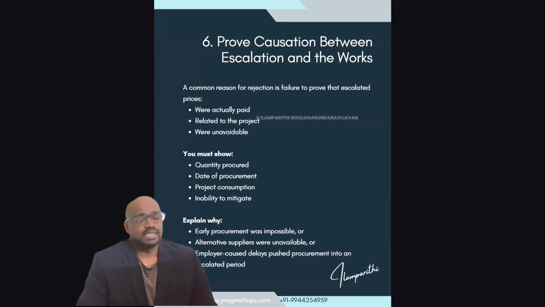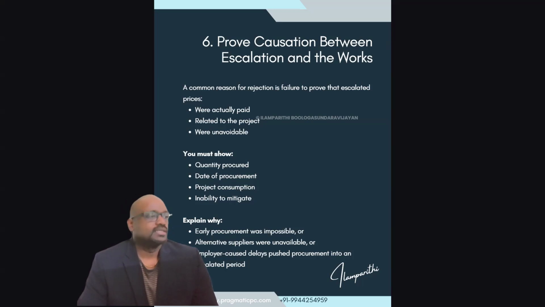Prove causation between escalation and the work. A common reason for rejection is failure to prove that the escalated prices were actually paid. Is this related to the project? Was it unavoidable, or were there any other mitigation efforts that might have been taken? You must show the actual quantity procured, the date of procurement, and when it was consumed in the project. For example, you might have purchased a lot of bags and kept them in inventory, but not consumed them on site. The prices may go down in the later period.